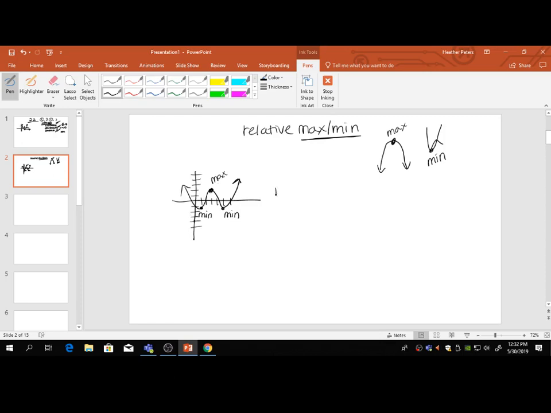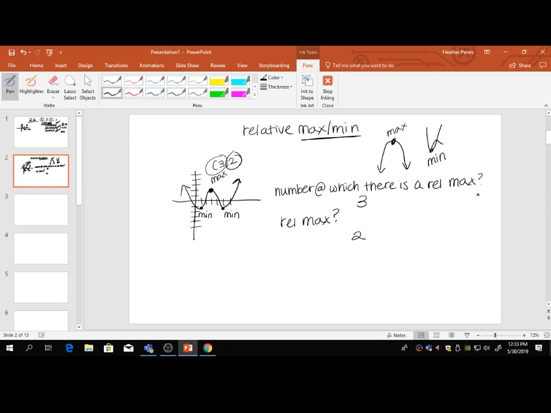So they will ask you a couple different things. First, they'd say the number at which there is a relative max. That means the x value where the max occurs. For example here, this maximum point is at 3, 2. So the number at which there is a relative max is when x equals 3. And then if it asks you what is the relative max, that's asking for the y value. So that's going to be 2.